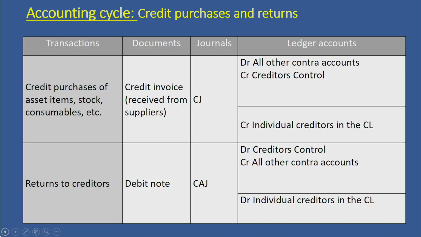The bottom half or the bottom line, what if we return to creditors? We will issue a debit note, meaning that we keep the duplicate. It's in the allowances journal, and the opposite of the top entry happens. You'll see now we debit the creditor's control because we owe him less, and we credit all the other accounts. And then in the last line, creditor's ledger is also influenced.